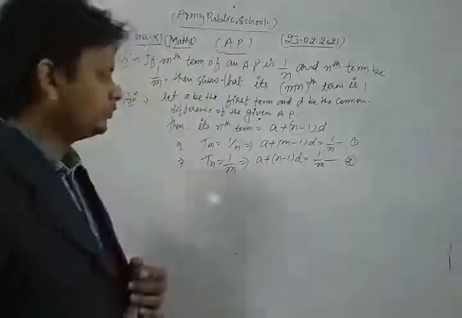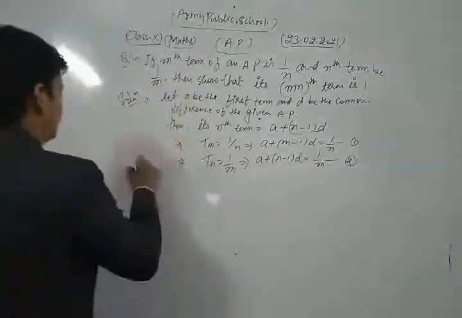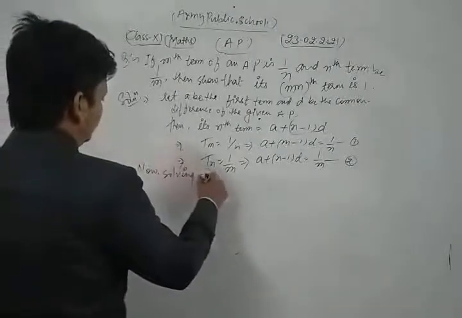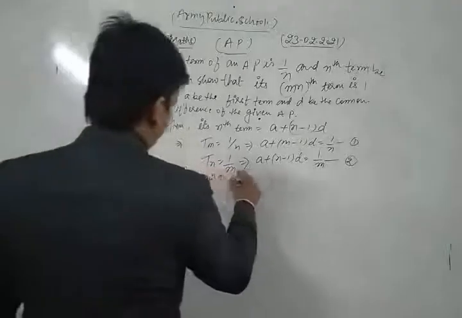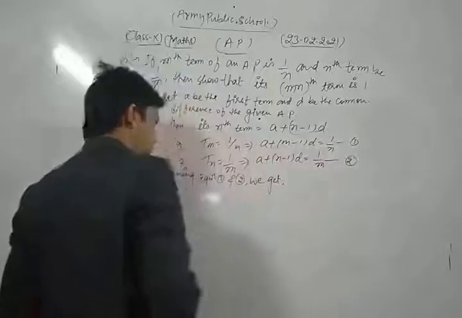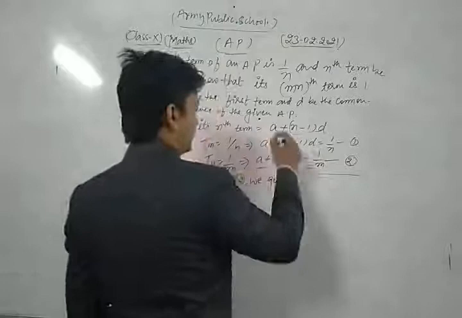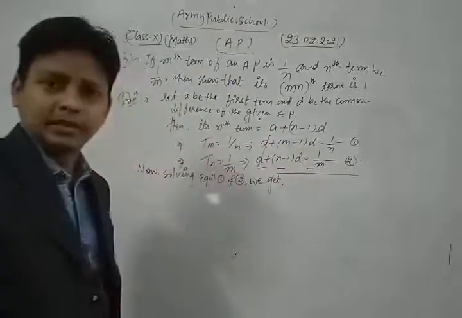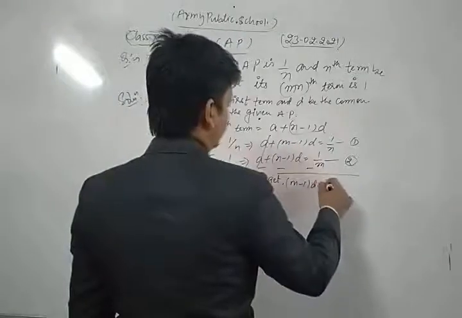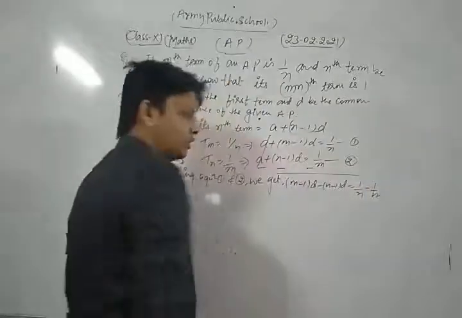Now after that, dear students, solving equations 1 and 2, we get, after solving, minus a plus a cancel each other. Now what do we get? We get m minus 1 into d minus n minus 1 into d is equal to 1 upon n minus 1 upon m.